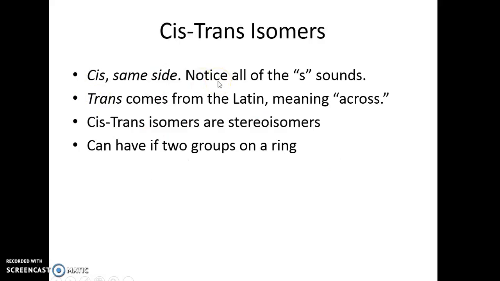Cis is for the two that are on the same side. Trans is for the two that are on opposite sides. I remember this for cis, together like sisters, and trans, in so many words, means across. So these are cis-trans isomers, which we also say are a type of stereoisomer. You can have cis-trans isomers on a ring if there are two groups, two substituents on that ring.